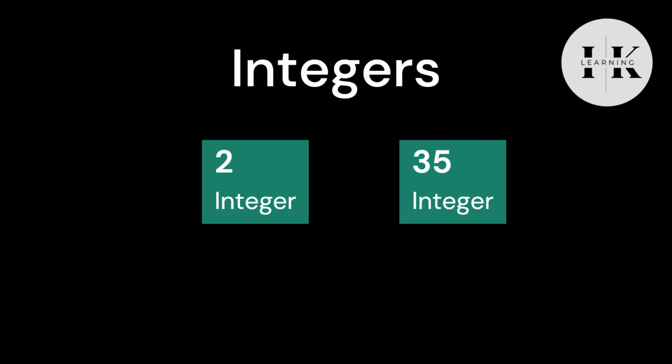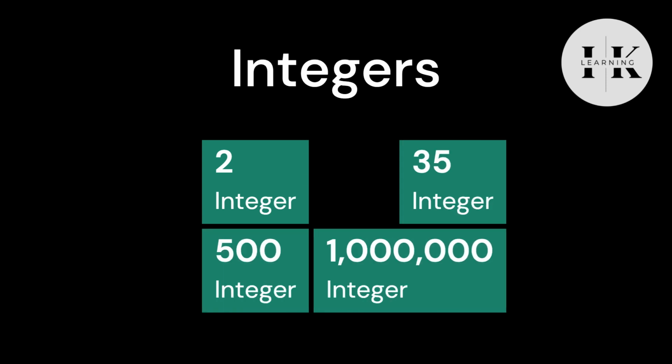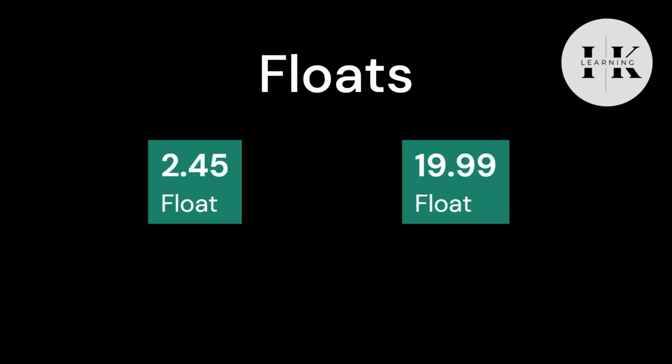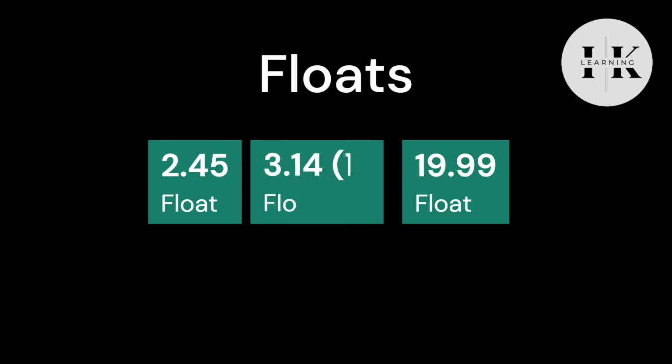The second data type is an integer. It's basically numbers. So like 2, 35, 500, 1 million, all of these are integers. Anything that's a whole number is an integer. Now notice that I emphasize the word whole. That's because we have another data type called floats. And floats are numbers with decimals. For example, 2.45 or 19.99, like a price of something that you want to buy. Or for example, for more scientific people, we have pi.